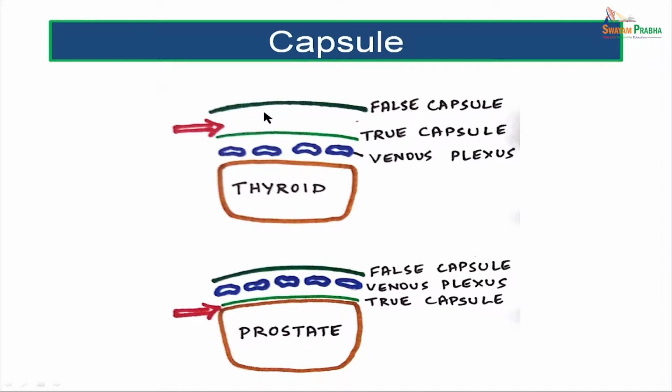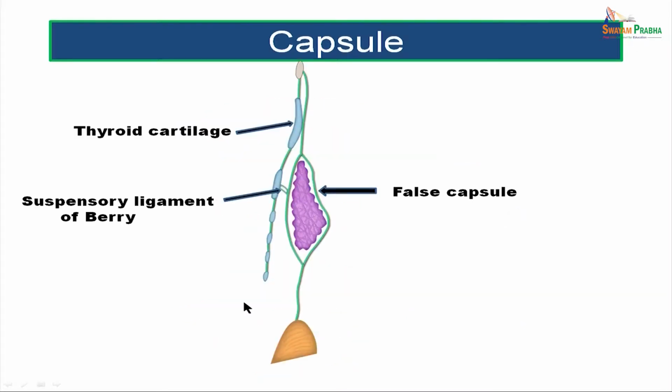What you notice, due to their coverings and the relation of these coverings to the venous plexus, is in two of the glands: one is the thyroid and the other one is the prostate. When you look at the pretracheal fascia, which is going to form the false capsule for the thyroid gland, you see this: it encloses the thyroid gland, runs upwards to get attached on the sides to the oblique line of thyroid cartilage, and in the midline it is going to get attached to the hyoid bone.